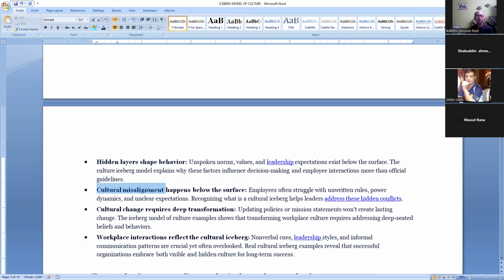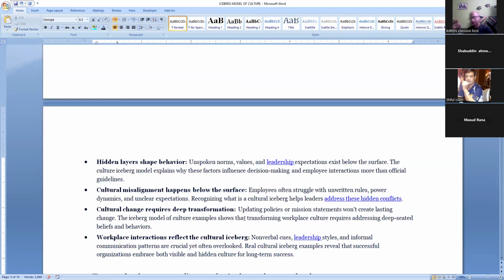Then cultural misalignment happens below the surface. Misalignment means indiscipline, mismatch. If you fail to match your practice with your existing culture, then you will be in trouble. Employees often struggle with unwritten rules, power dynamics, and unclear expectations. Recognizing what a cultural iceberg is helps leaders address these hidden conflicts.